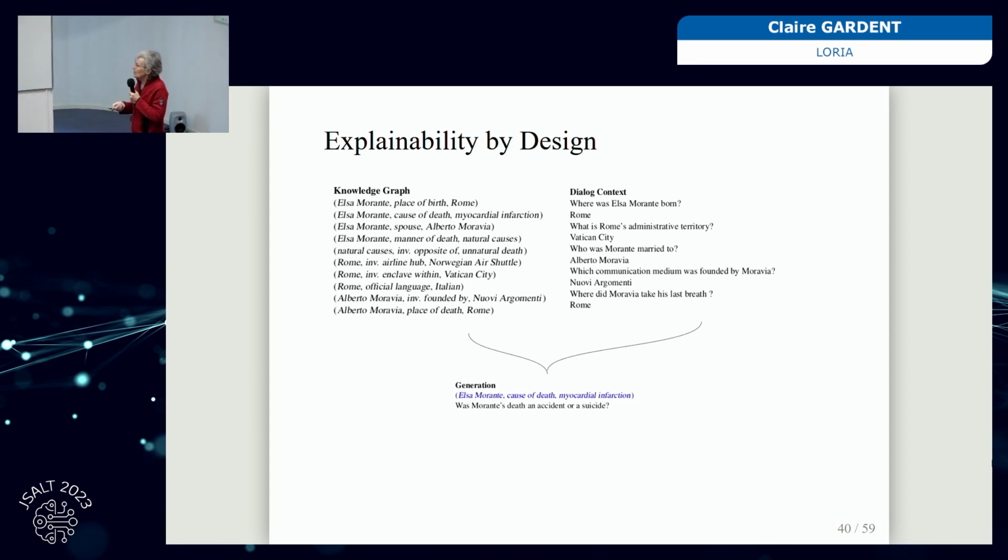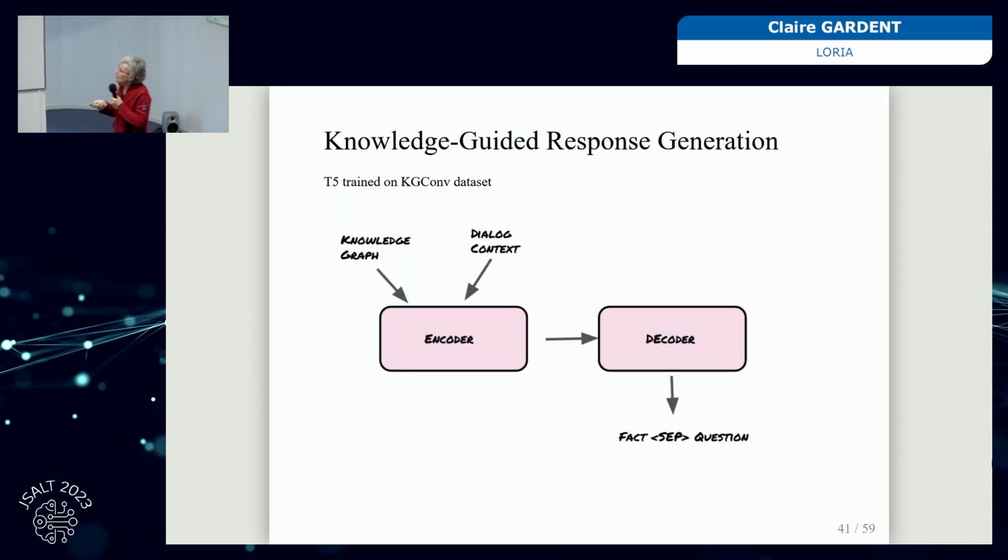I'll just explain a little bit more. Basically, it's an encoder-decoder. As input, you have the knowledge graph, from which you should retrieve the information that supports your turn, and the dialogue context, what has been generated previously. You encode both of these, and then you decode from the representation produced by the encoder. But instead of decoding just the next question, you first generate a text, a fact, and then you generate the question.